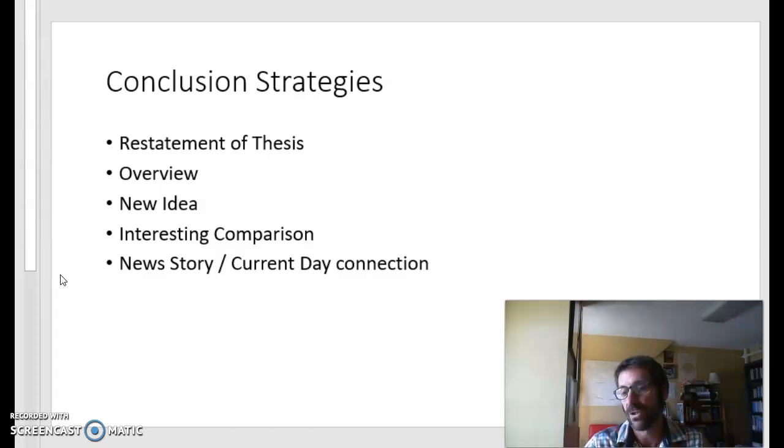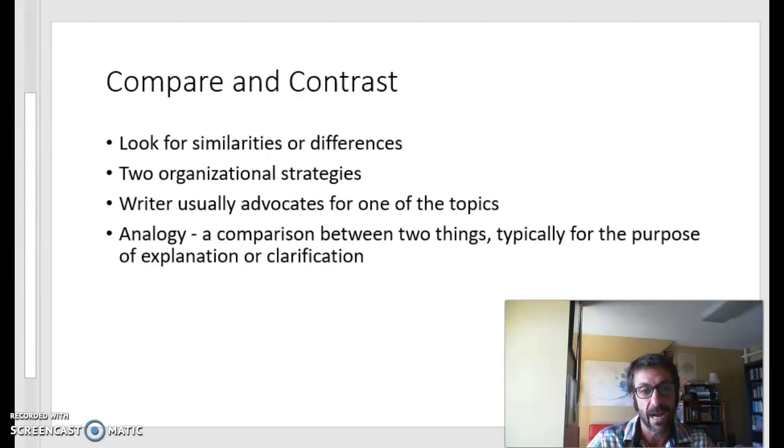And finally, you could do a news story or a current day connection. I think that's a great way to end a paper as well. Those bottom three, I think, are a little bit outside the box. They're a little more challenging, but I think they're fun to write. And the way I write essays, my style, is to figure out what my thesis is, draft the supporting paragraphs, and then actually do the introduction and conclusion at the end, just to make sure I know where I'm going in the paper.